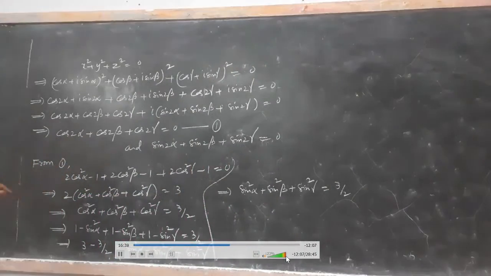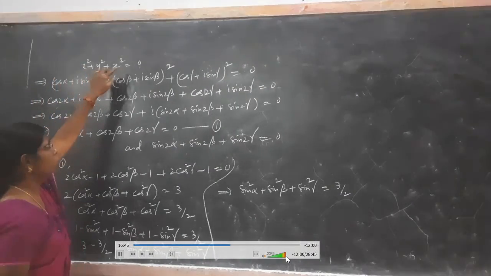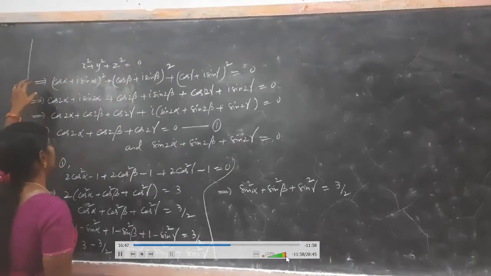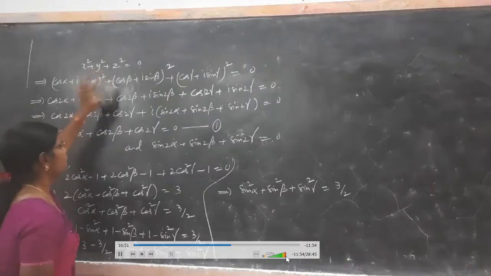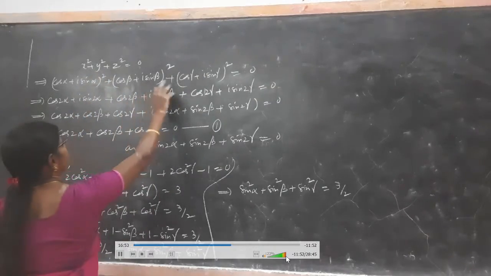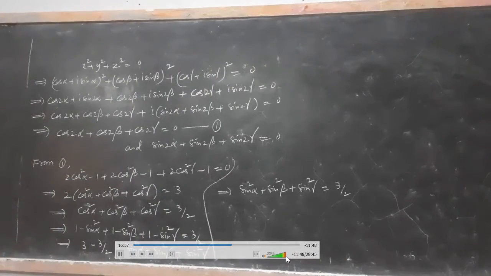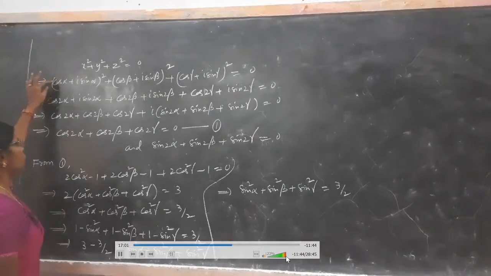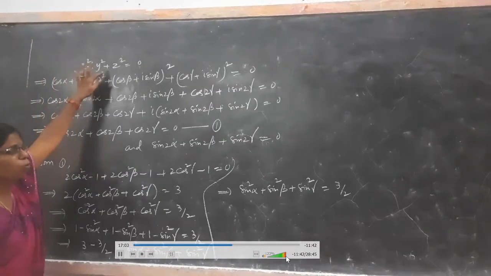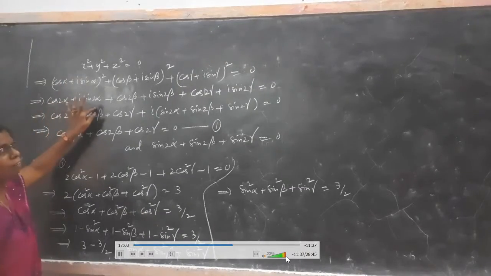And now the problem number 8 is here: x square plus y square plus z square is equal to 0. This we got. Now x is equal to cos alpha plus i sin alpha, similarly y is cos beta plus i sin beta, z is cos gamma plus i sin gamma. So substitute x, y, z like this, then you get this. Here we apply De Moivre's theorem: cos theta plus i sin theta whole power n is equal to cos n theta plus i sin n theta.